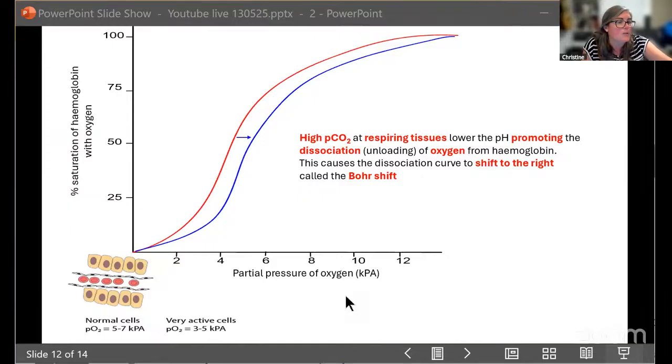Cooperative binding: when you're talking about binding, something binding together and it being cooperative, it's that they're both working together. That binding that's happening is together.